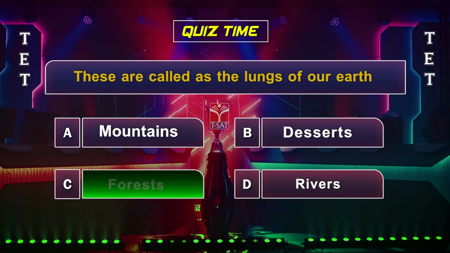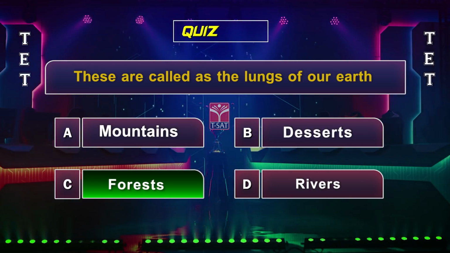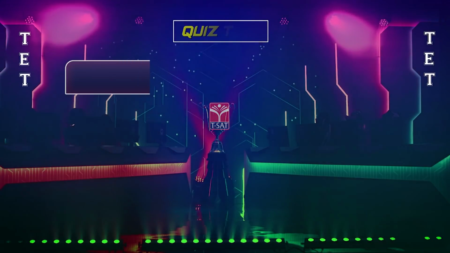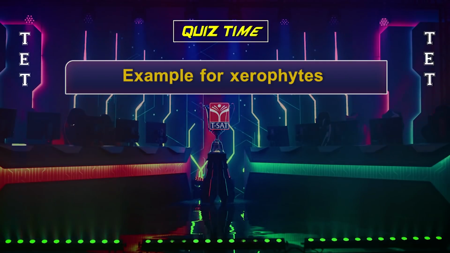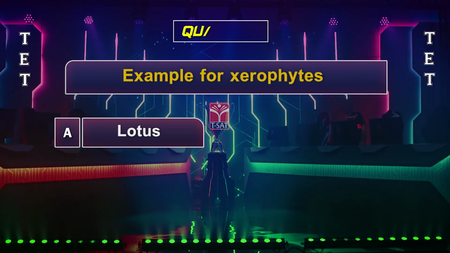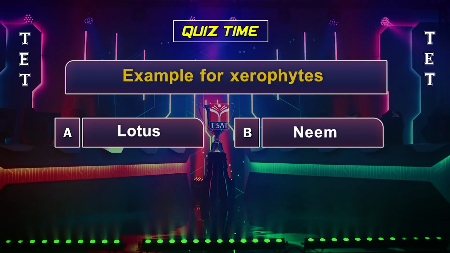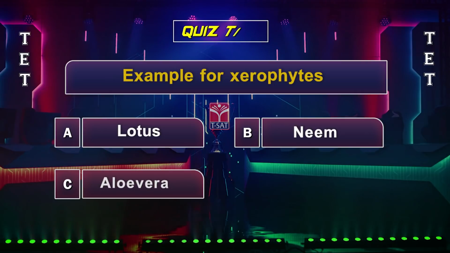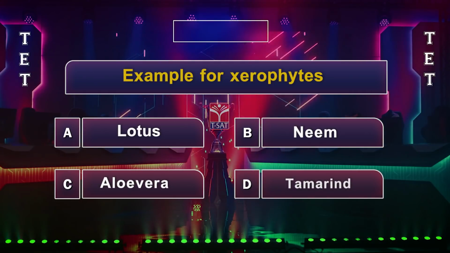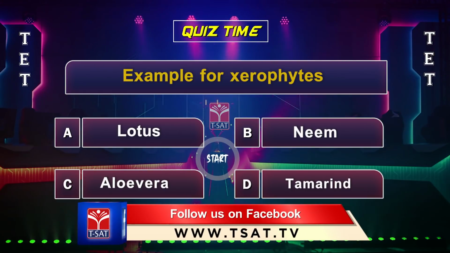The correct answer is option C, forest. 22nd question. Example of xerophytes. Option A, lotus. Option B, neem. Option C, aloe vera. Option D, tamarind. Your time starts now.